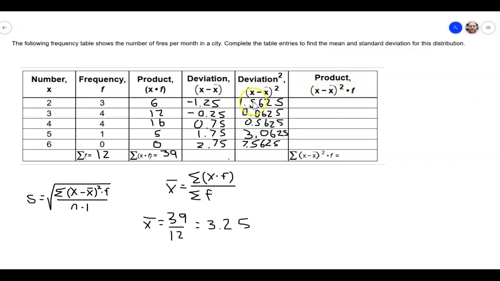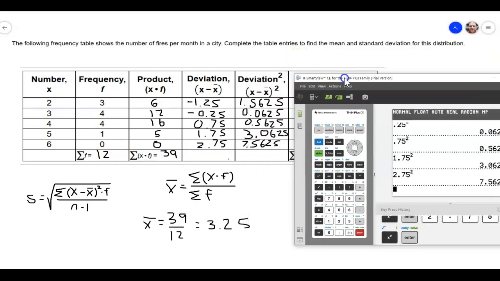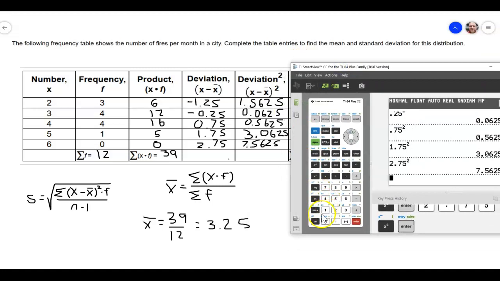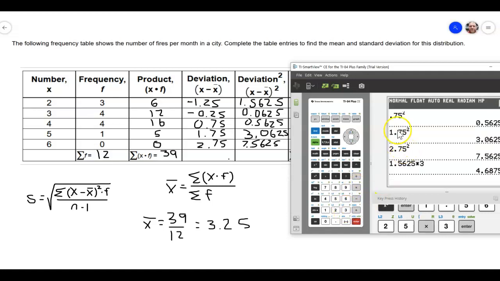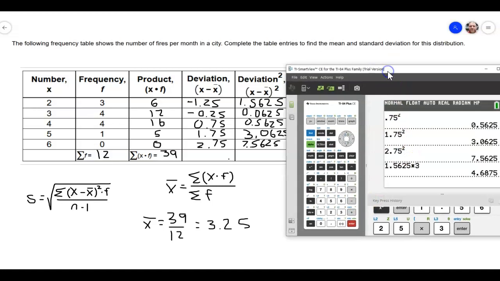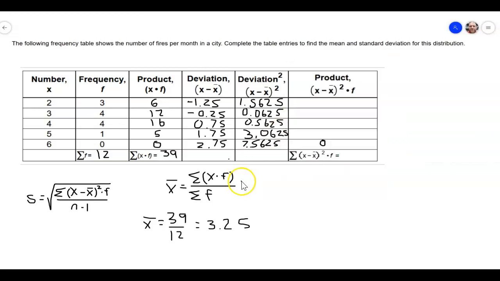All right, and then we're going to take each one of those values and multiply it by the frequency. So I'm going to take this value and multiply it by 3. This last one is going to be multiplied by 0, so I'm just going to go ahead and put my 0 in there. So let me give myself a little bit of room. 1.5625 times that frequency, that's 4.6875.